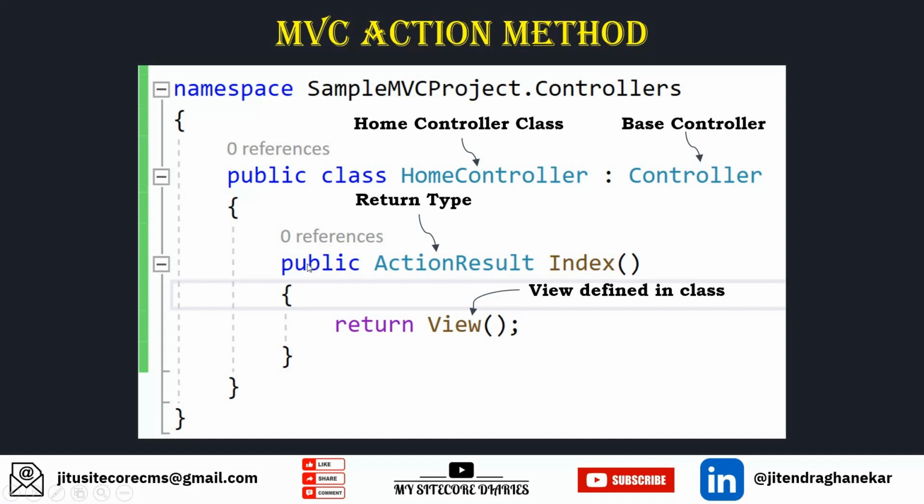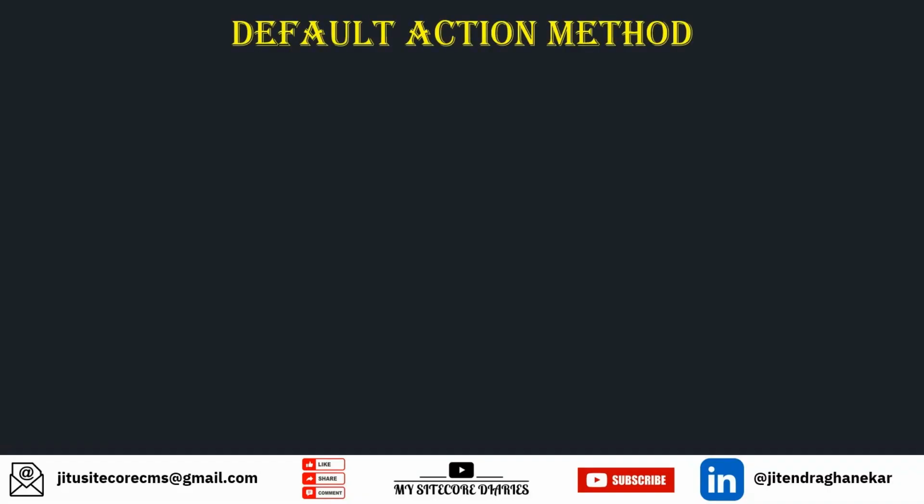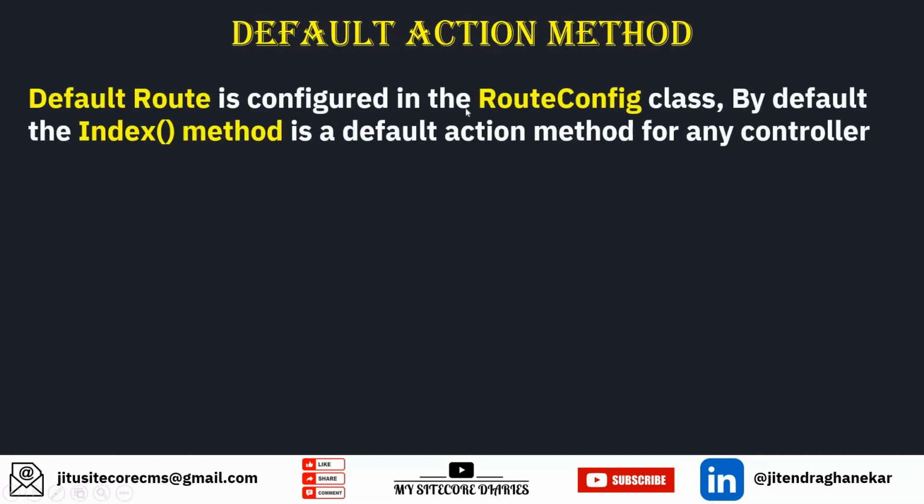So this is the action method. This Index that you are seeing here is your action method. There is a default action method which is always defined, and that default route is configured in the RouteConfig class. By default, the Index method is the default action method for any controller. So where is it defined, what is the default action method for any controller?